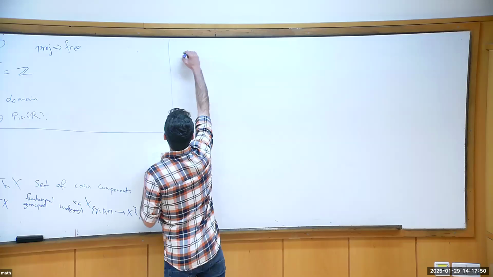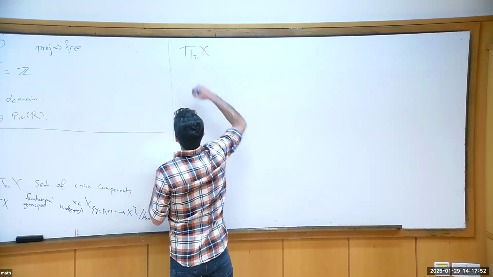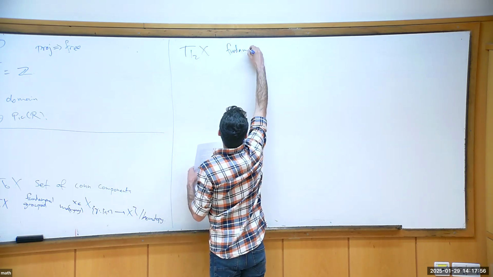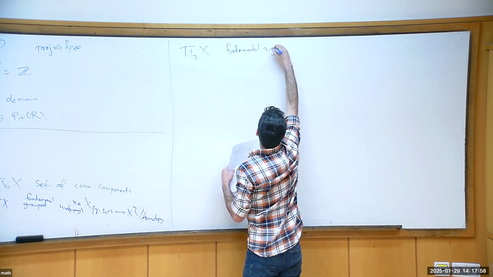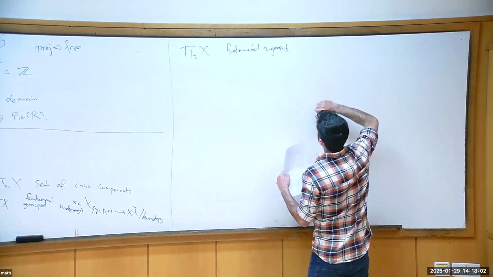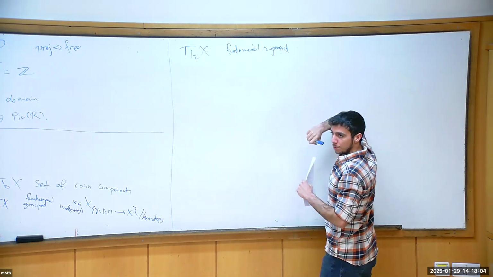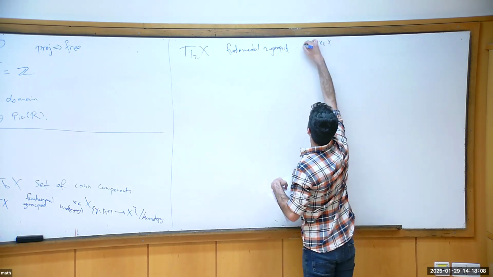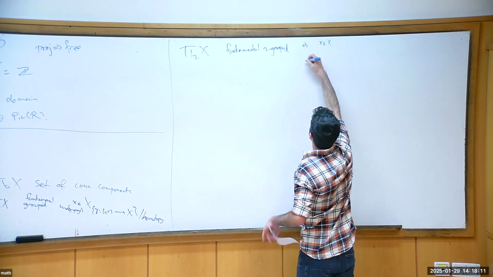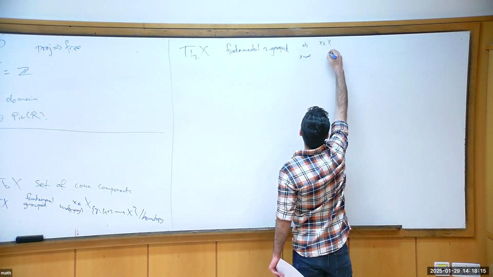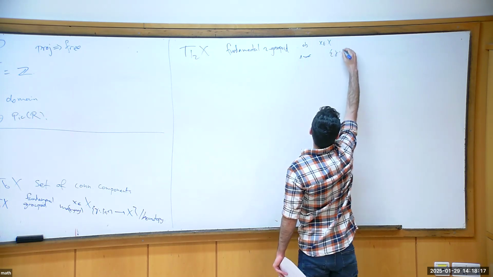And this construction continues. So you can consider, for example, the fundamental two-groupoid of X. In a two-groupoid, you also have morphisms between morphisms. The objects are still going to be points in X, and the one-morphisms are going to be, again, paths.